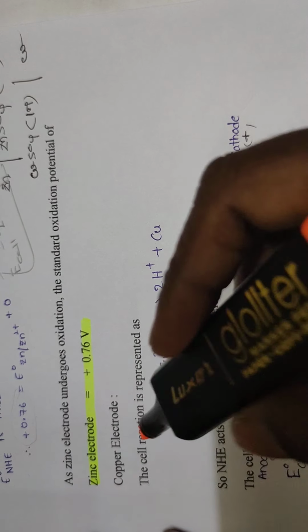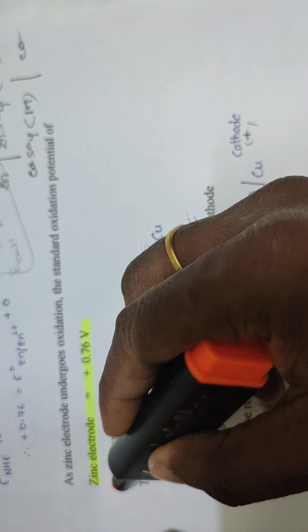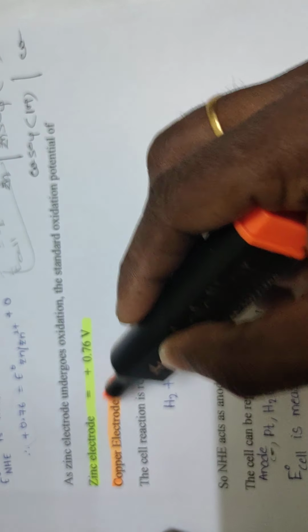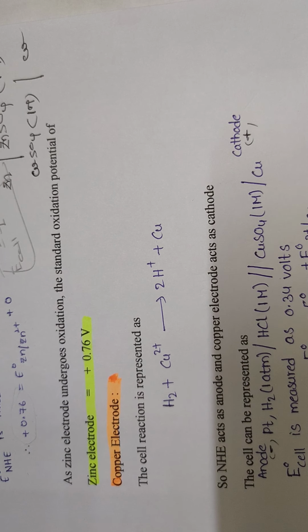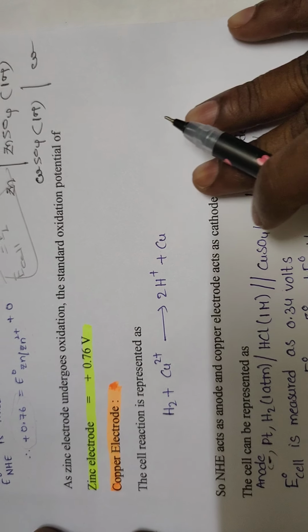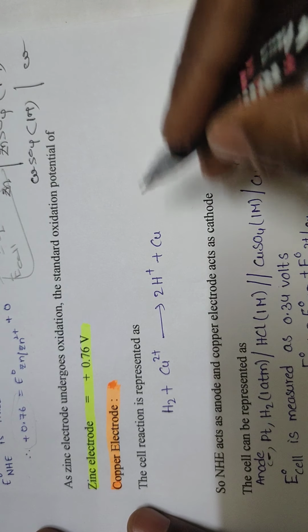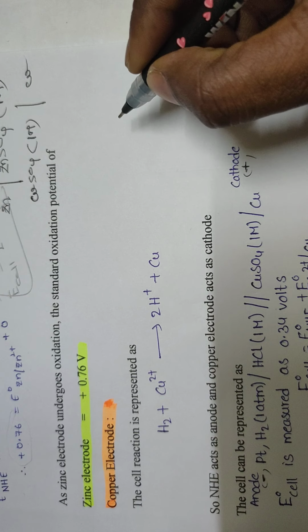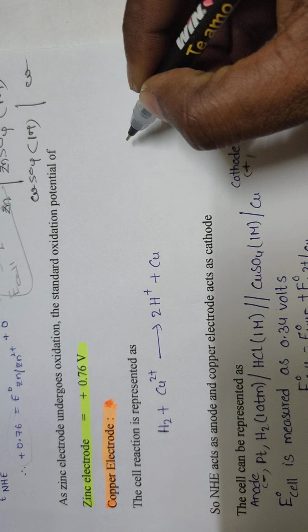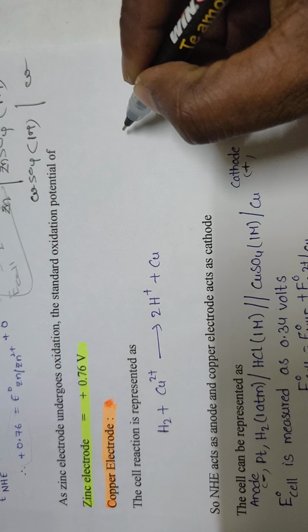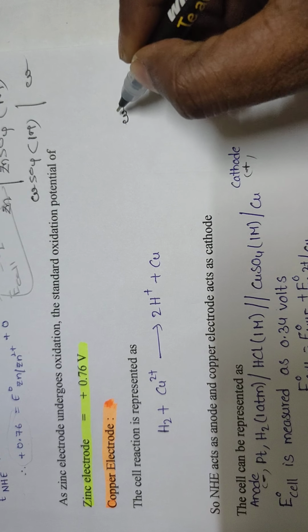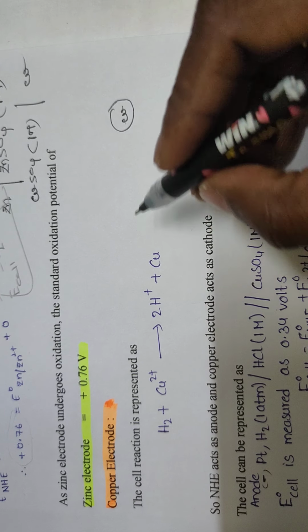And then the copper electrode. How to measure the single electrode potential of copper when it is coupled with the normal hydrogen electrode? Okay, so see here, you all know that copper undergoes reduction. So because copper undergoes reduction, it should be placed at the right hand side.